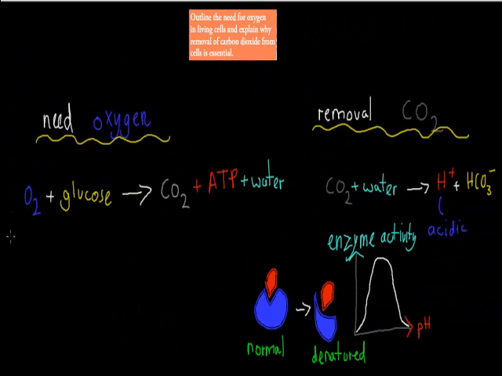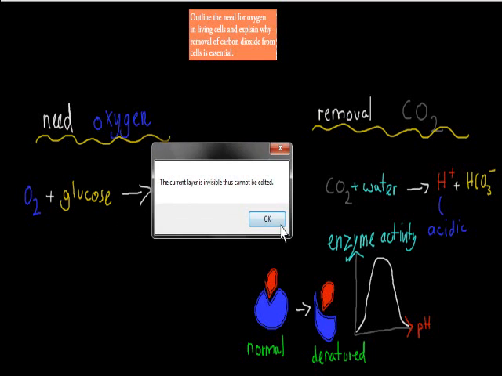Then we have this one as well, which is: outline the need for oxygen in living cells and explain why the removal of carbon dioxide from cells is essential. So remember why we needed oxygen. Oxygen was important for cellular respiration. So this was the equation of cellular respiration.